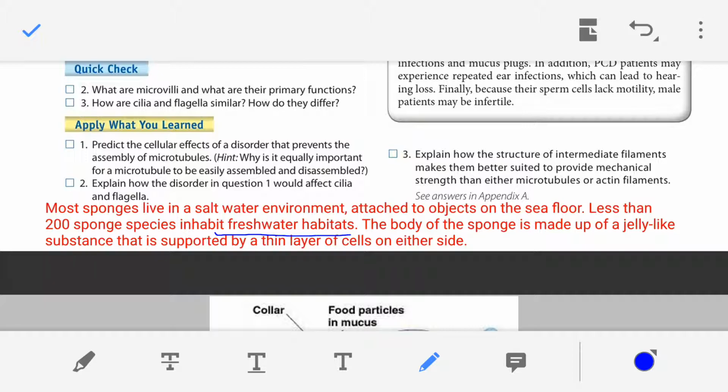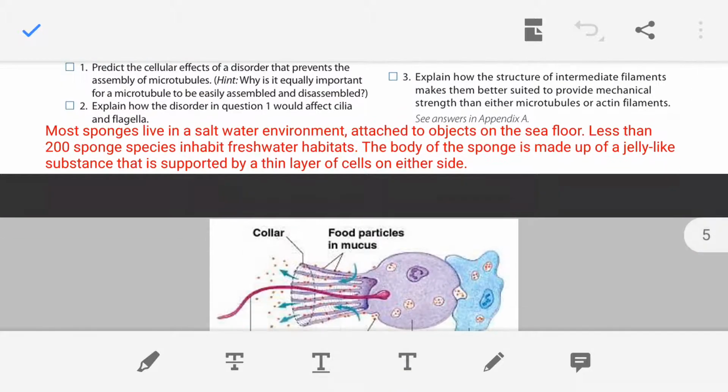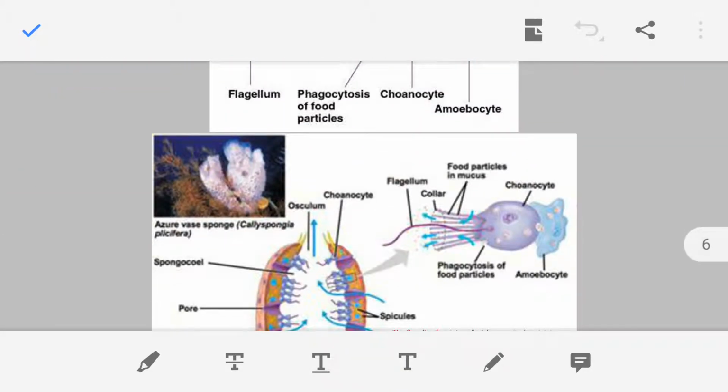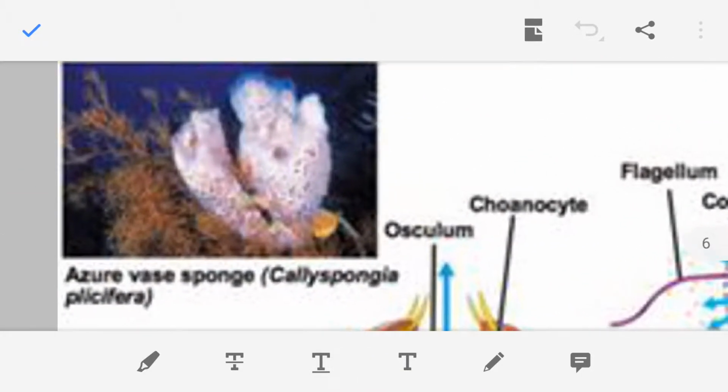Fresh water means, let's say, a river or a lake or a pond. So only 200 sponge species inhabit the freshwater habitat. Now let me show you one sponge. So here is one sponge.